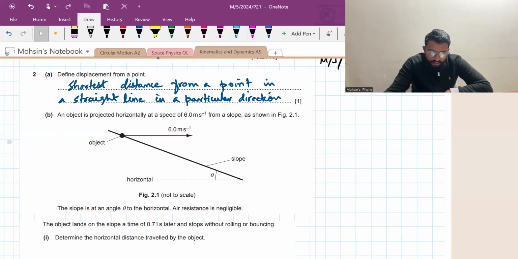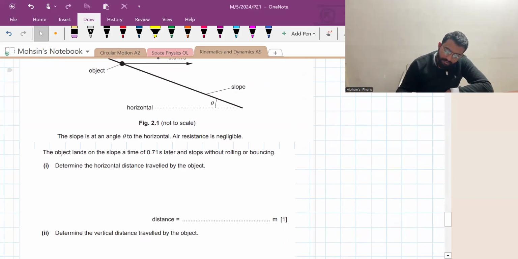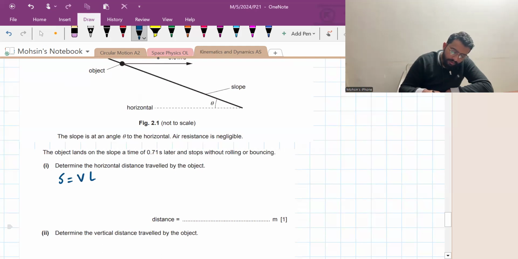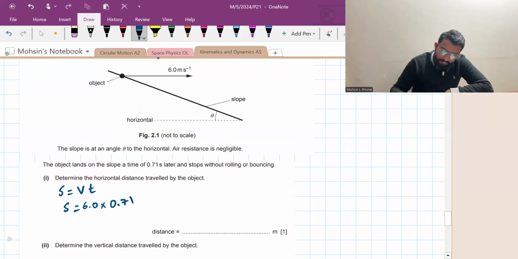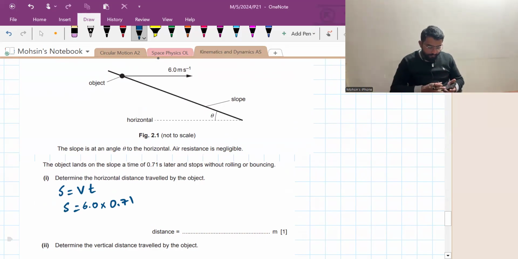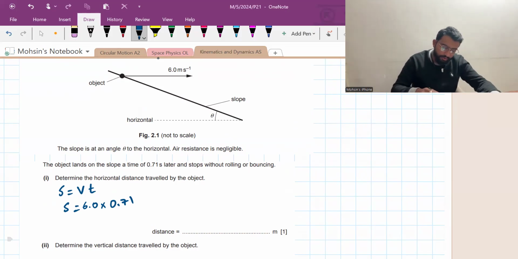So they have given the time, they have given the horizontal speed as well. So speed is equal to distance upon time, or s equals vt. v was 6.0 and time is 0.71. So if you multiply, I'm getting 4.26, which will be 4.3 meters.